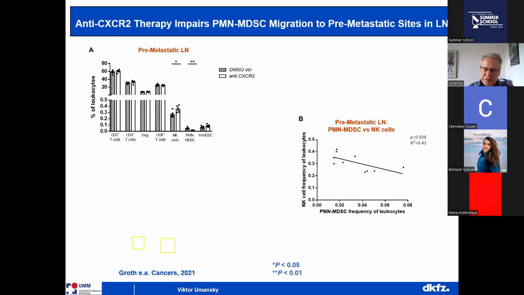of metastasis. And again, we found that in pre-metastatic lymph nodes, there is a statistically significant inverse correlation between the accumulation of PMN-MDSCs and the amount of NK cells. So the fewer NK cells we have here, the more PMN-MDSCs are accumulated in the tumor.